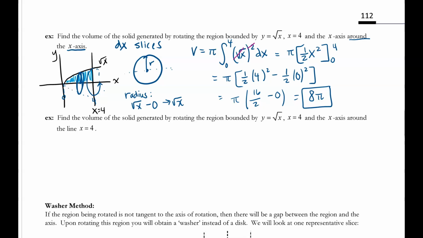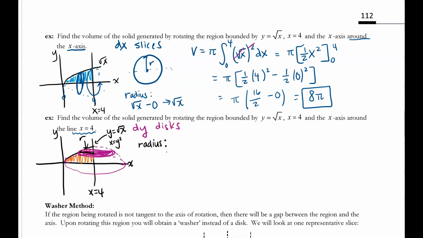All right, so what I really want you to do is pause the video, try this next example by yourself. It is very similar. The only thing different is you're going to rotate the region around not the x-axis, but around the line x equals 4. So pause the video and try this one. All right, so I told you to try this one on your own, but it's kind of hard, so sorry if you tried it and got stuck.